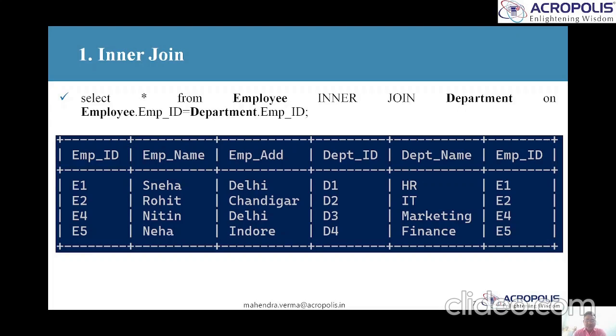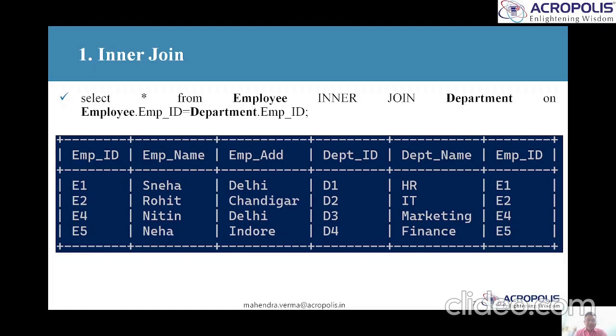Then I have taken the employee and the department table. I just want to join both the tables with the help of inner join, so I'm using the inner join word. Then I'm using the word on, and after the on I'm using the condition of matching. So I'm matching the employee ID of both the tables, the employee table as well as the department table. You can observe that I'm getting the matching records from both the tables as the output of the inner join query. So these are the matching records.